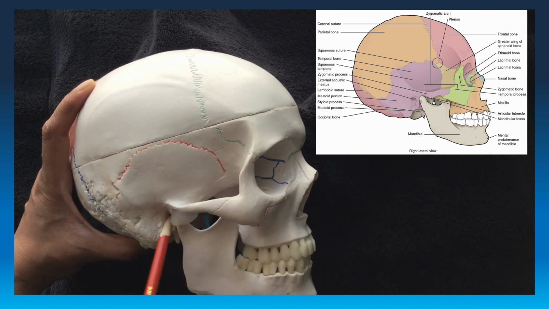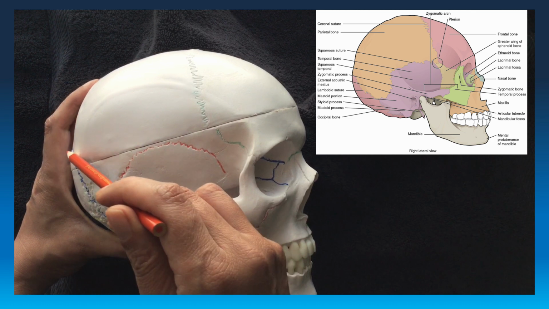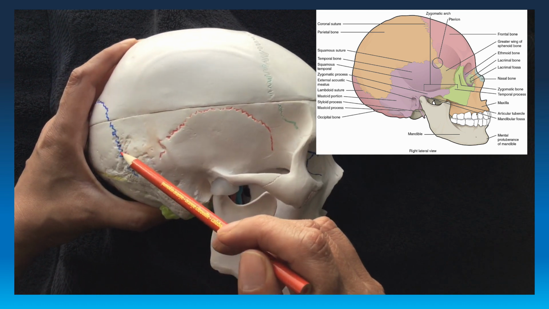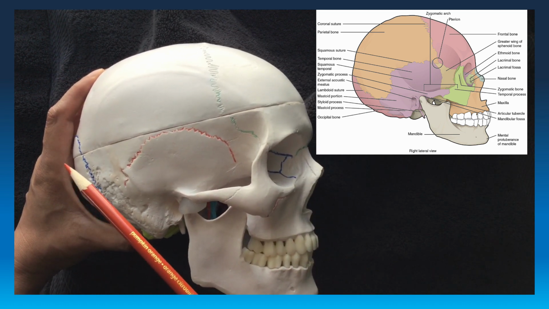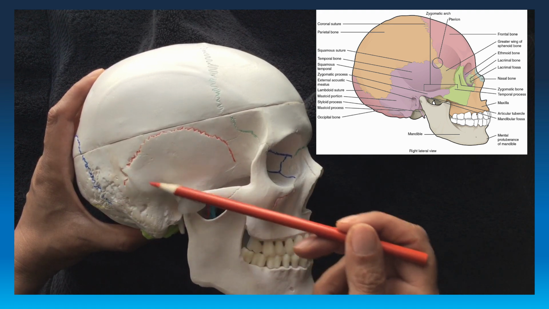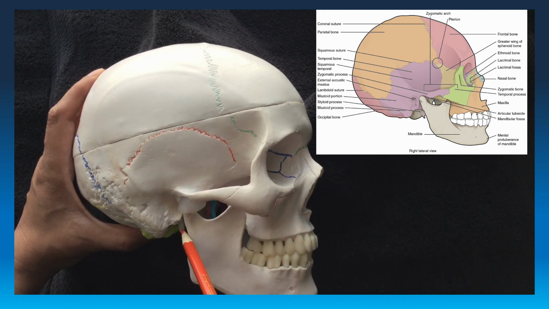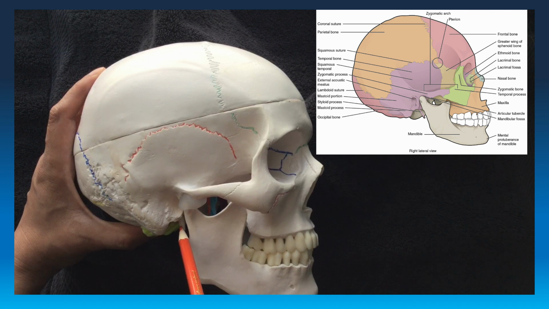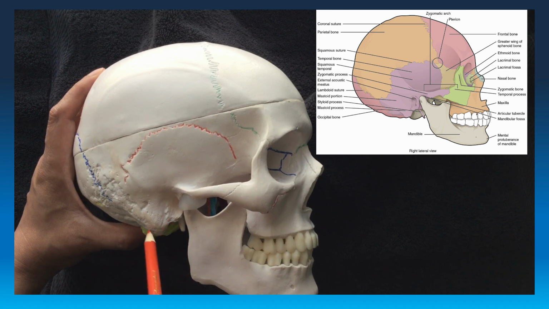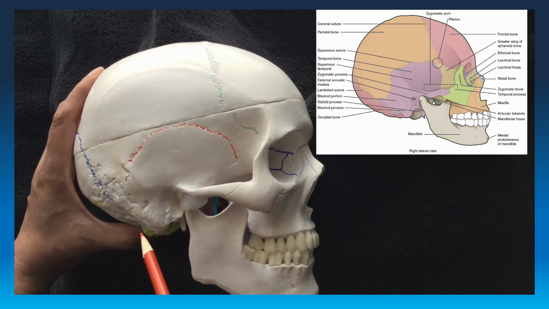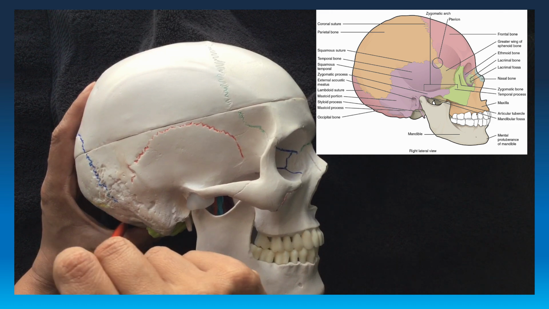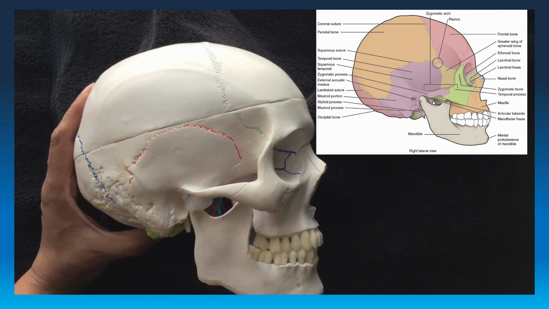And then this indentation here is your external acoustic meatus. The blue one right there, hopefully you can see that, is the lambdoid suture. Then you've got this sort of mastoid portion, styloid process, because it looks like a stylo, like a pen, right? And then you've also got the actual mastoid process, which you can actually feel quite easily. Occipital bone's going to be back there.